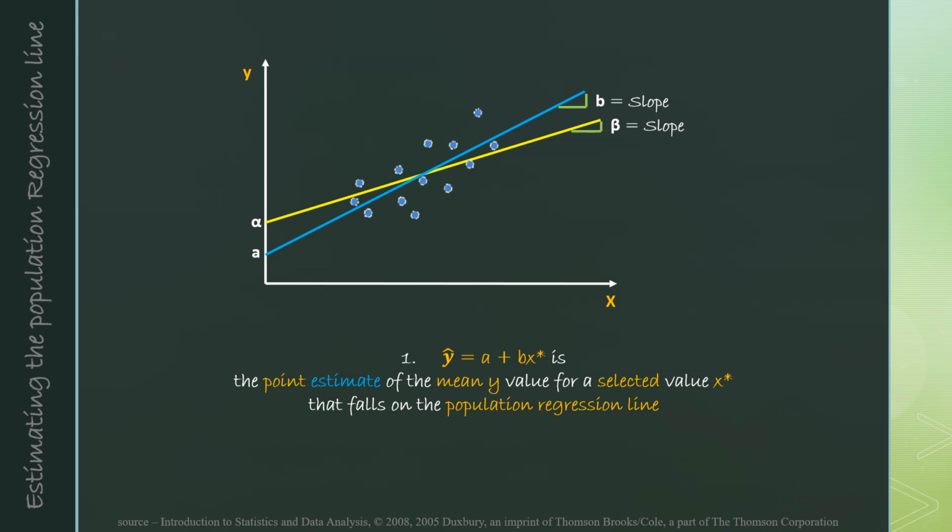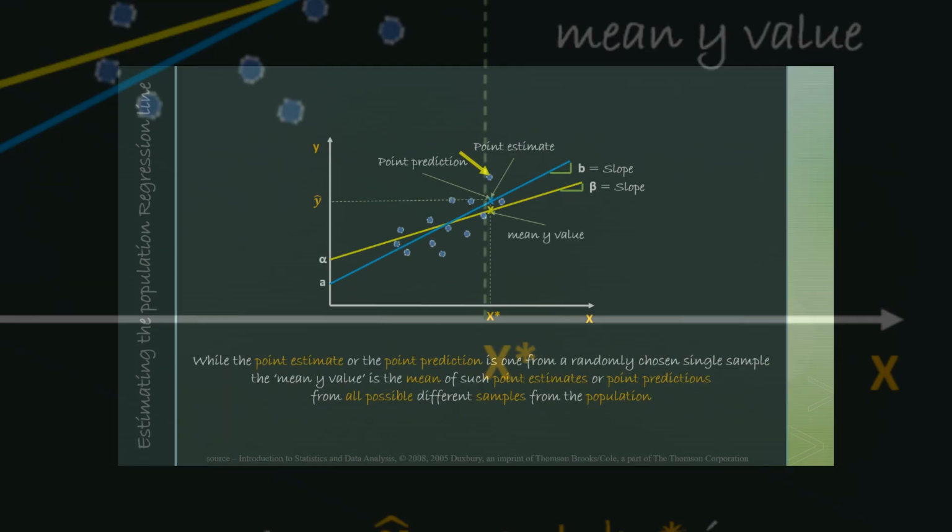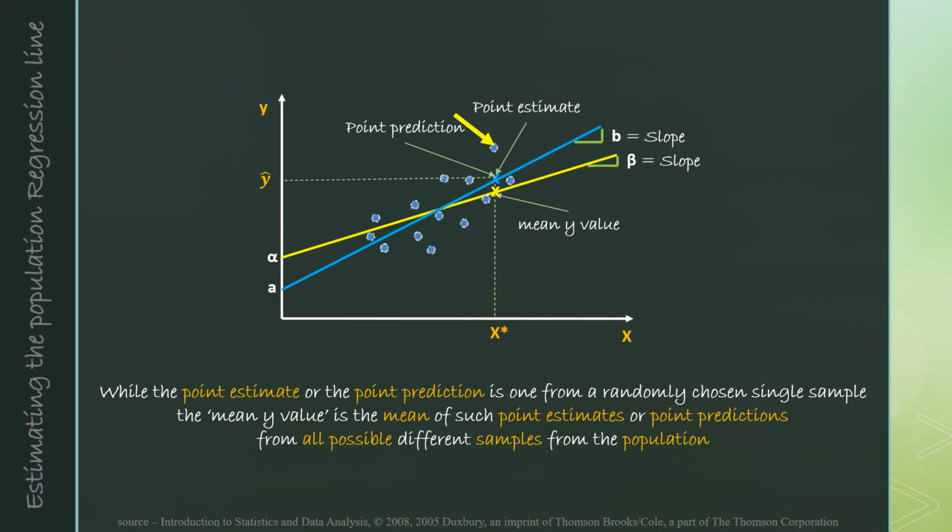The first interpretation is that y hat equals a plus b multiplied by x star is the point estimate of the mean y value for a selected value of x star that falls on the population regression line. The second interpretation is that it is a point prediction of an individual y value for a selected value of x star. While the point estimate or the point prediction is one from a randomly chosen single sample, the mean y value is the mean of such point estimates or point predictions from all possible different samples from the population.